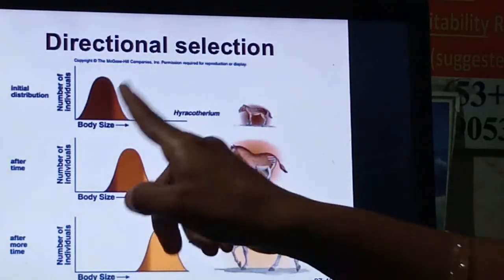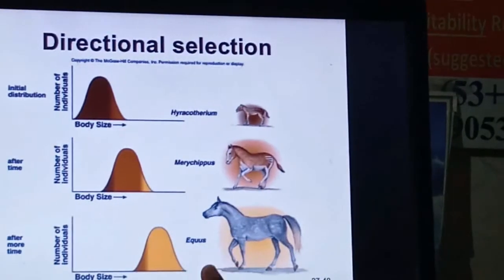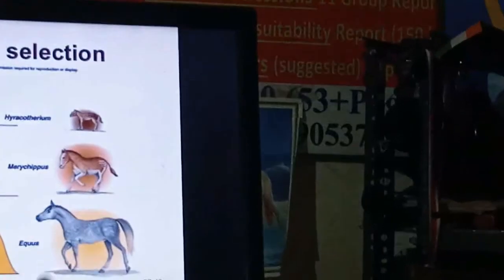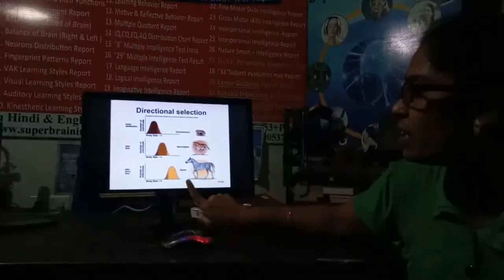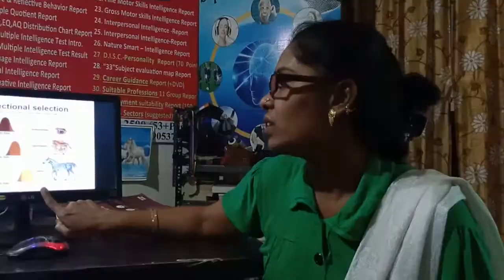So in this way, this example clearly explains how directional selection takes place in the population, with the example of Equus, right? So is it clear? Good. Now see here, very important point. A 3 marks question will be asked in the board. So prepare well and all the best.